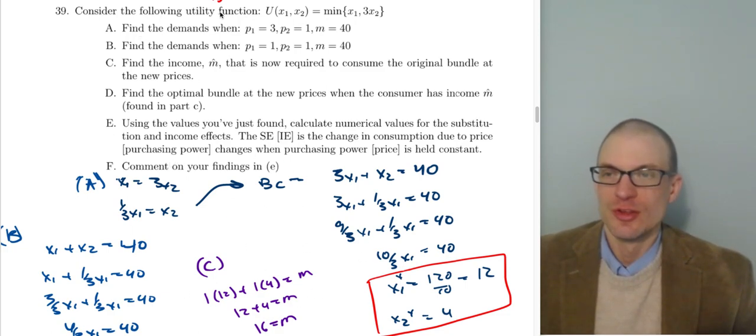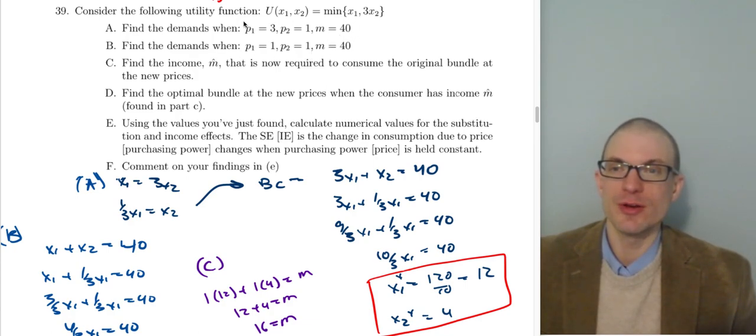So the first thing is we've got this utility function. We want to find the demands given the following prices here and this income level. Then suppose the price of good 1 falls. Now we want to find the demands again. Then in part C, we're saying, all right, let's find the level of income at these new prices that would have been required to consume the bundle that we got at the old prices. And that's what we're doing in part C.